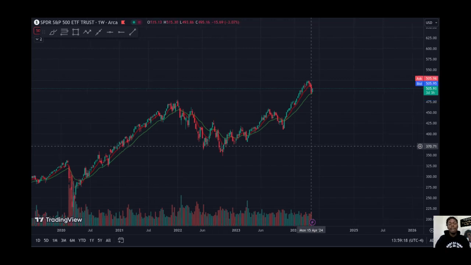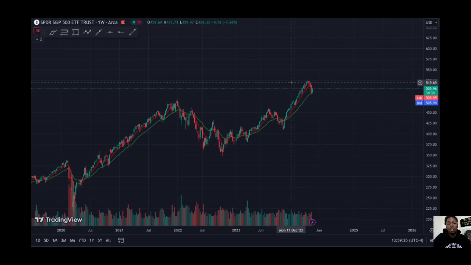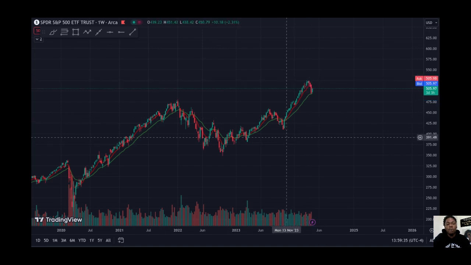It's just pullbacks to retrace from the previous move from October, November, when SPY was just at 409, and we ran all the way to 521. And it's not even the end of the year yet, right? So we've been overdue for a retracement. Any day this thing is going to retrace, we get a pullback, right?